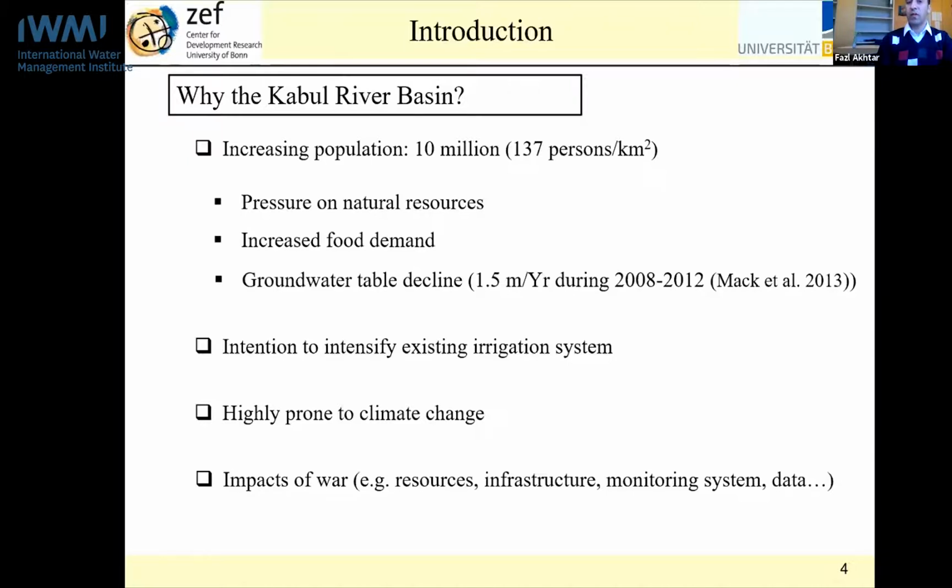Extreme withdrawal of groundwater makes the water table decline. There are no studies carried out so far across the whole basin, but in Kabul city, which is host to almost 6 million people, the groundwater table decline is from 1.5 meters up to 4 meters on an annual basis. So this is terrible if we look at the future aspects of groundwater availability. Then, based on the growing population, increased demand for food, and increased industrial demand, there is an intention to intensify the existing irrigation system in order to feed the growing population.